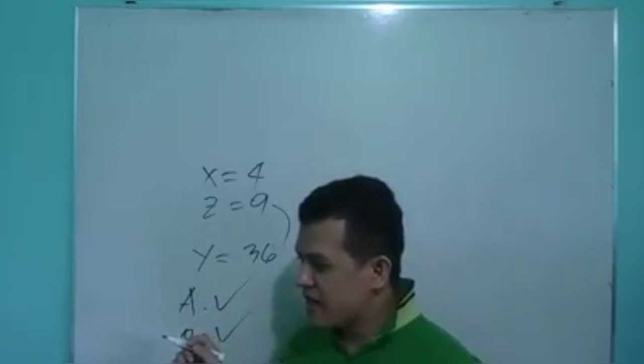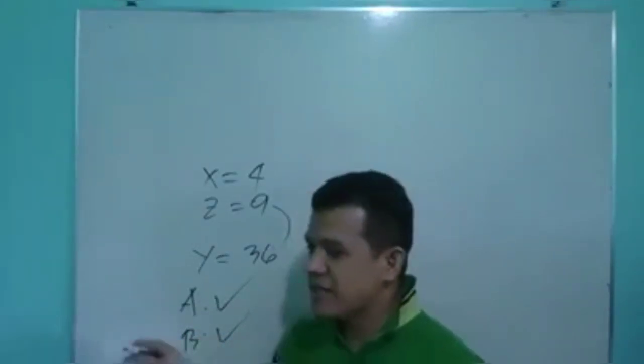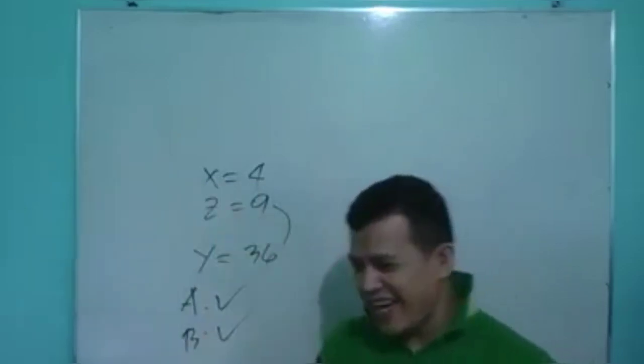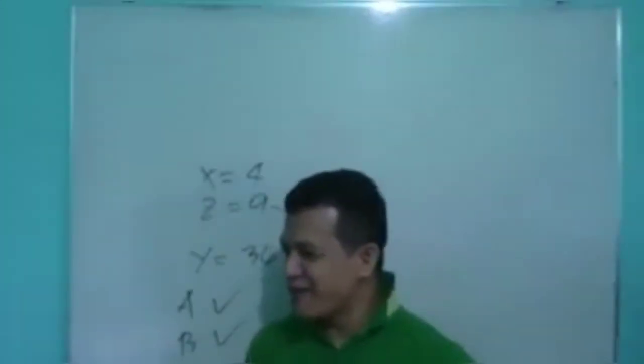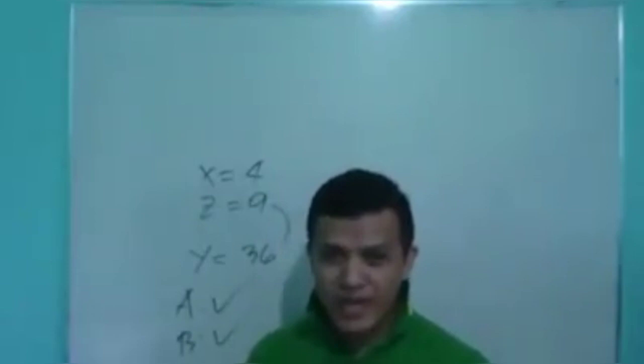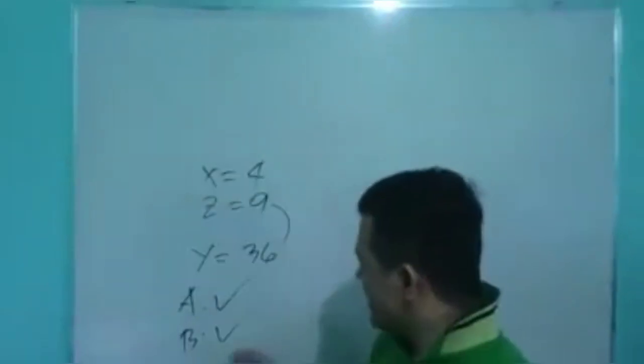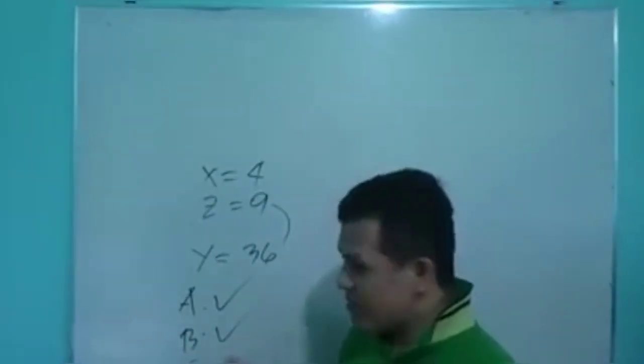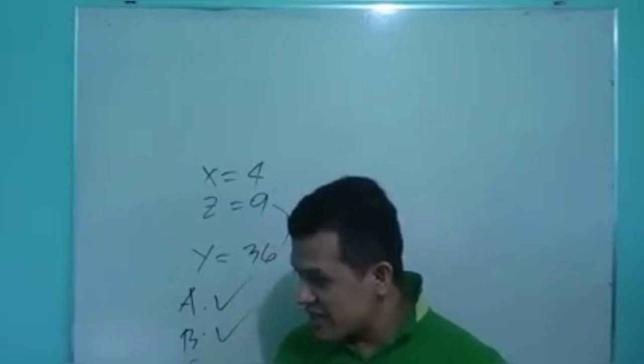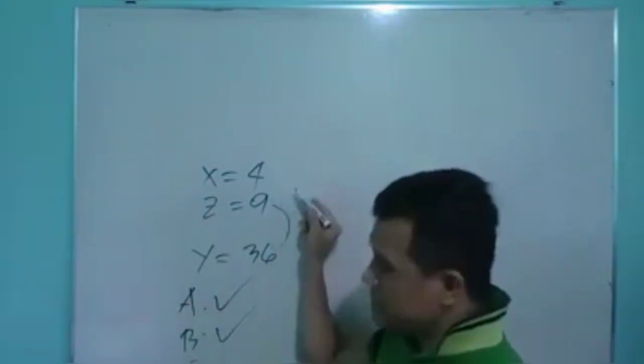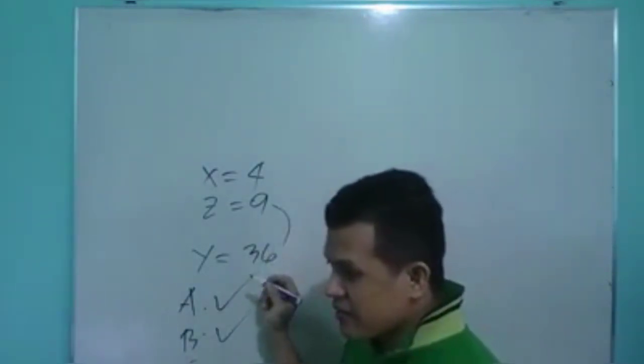Okay, which of the statements are true except for... Wrong pala, I'm sorry. The question is, all of the following statements are true except for... So letter C there, yeah, that's correct. And letter C, xz, or x times z, that is 36, is a factor of y.